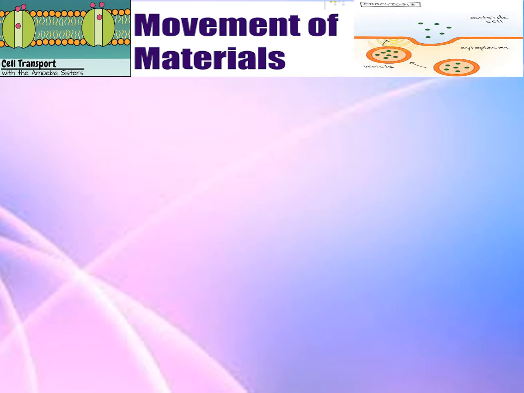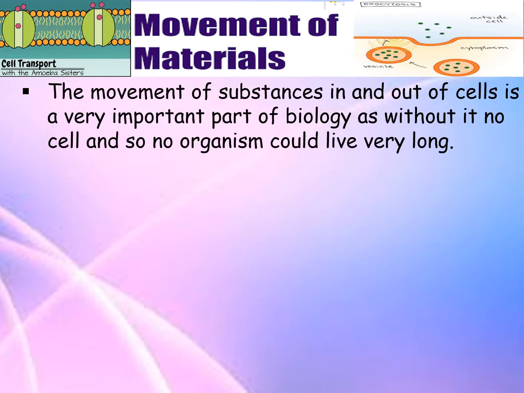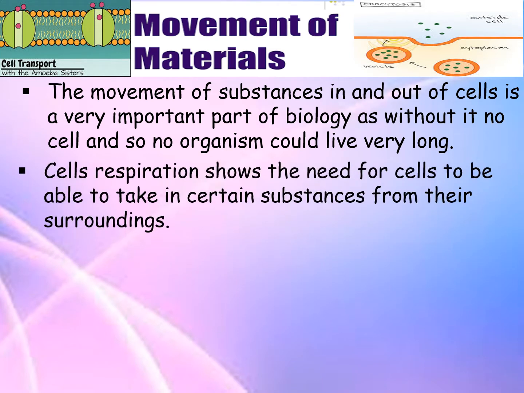Movement of materials. The movement of substances in and out of cells is a very important part of biology, as without it no cell and so no organisms could live very long. Cell respiration shows the need for cells to be able to take in certain substances from their surroundings, such as glucose and oxygen, and get rid of others, such as carbon dioxide and water. As you have seen, the cell surface membrane can control which chemicals can pass in and out. It is described as selectively permeable.